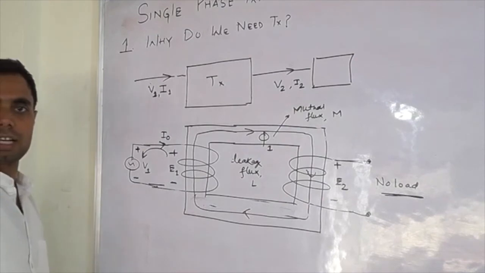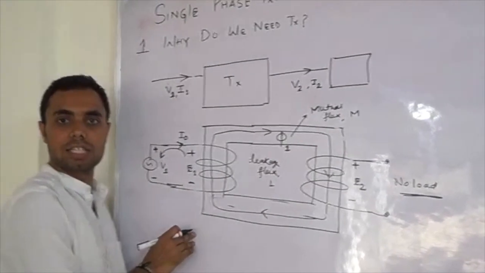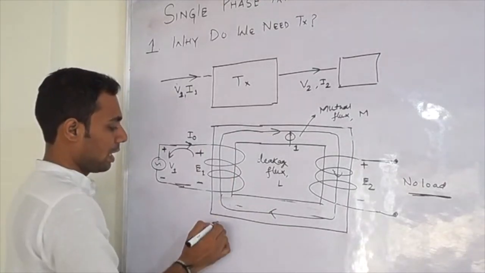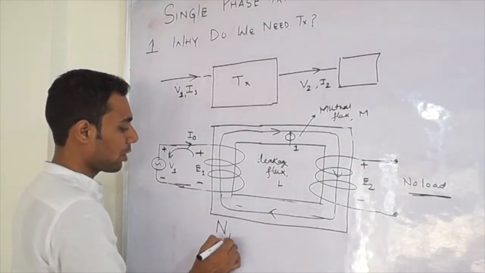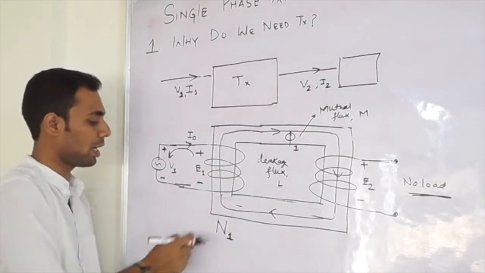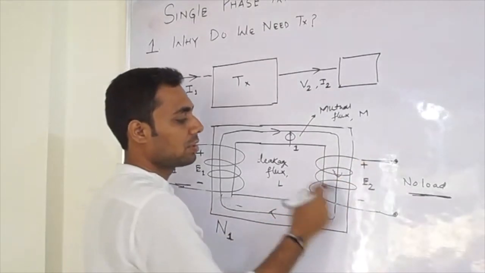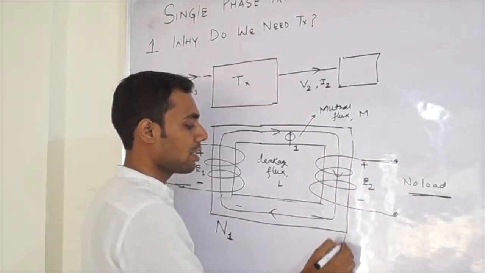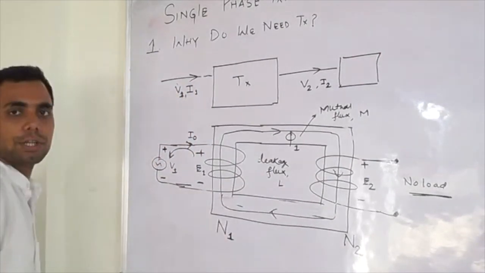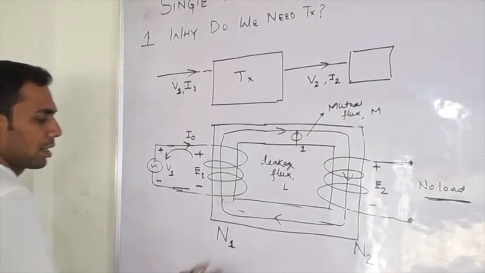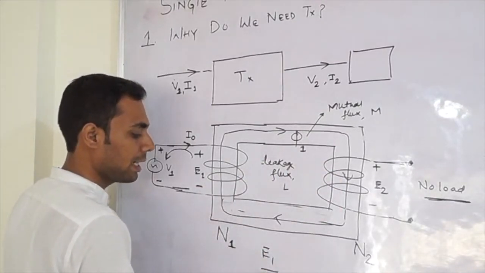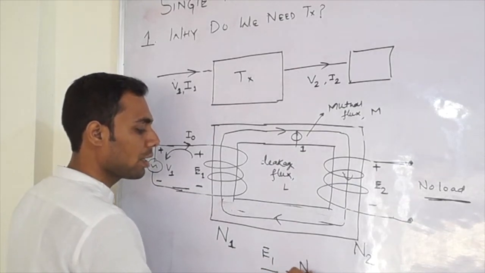Before we go to the phasor diagram, let's also understand what the turns ratio is, because we need it while we draw the phasor diagram. Suppose the number of turns of the primary winding is N1, and the number of turns in the secondary is N2. What can we say about the EMF generated? E1 by E2 equals N1 by N2.